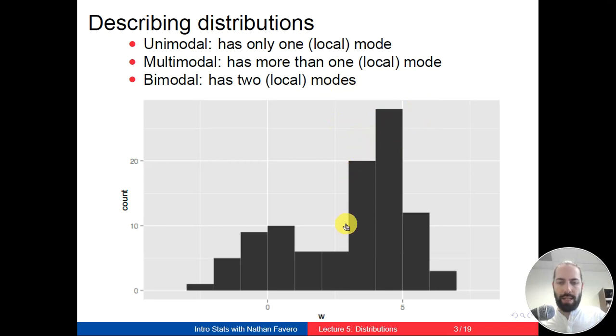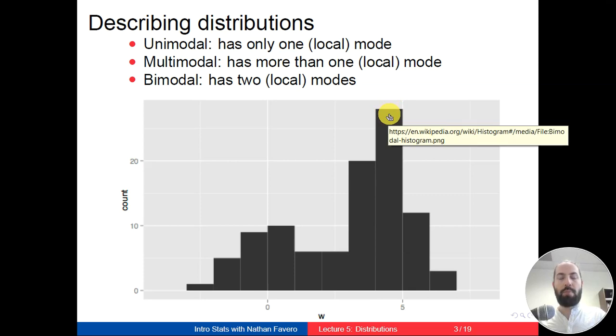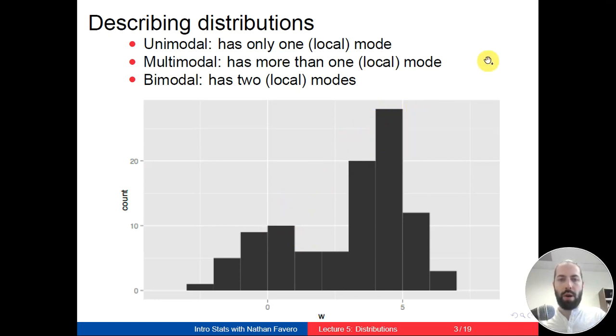But we notice that there's a dip down and then a second high point right here. We could call it a local mode, right? It's taller than all of the bars around it, even though it's not as tall as this bar over here. So we could say that we have two local modes, right? In other words, it's bimodal. It has two different high points, two different modes.